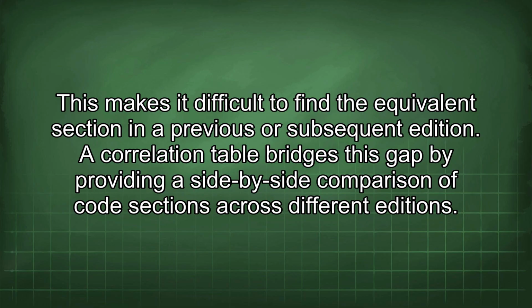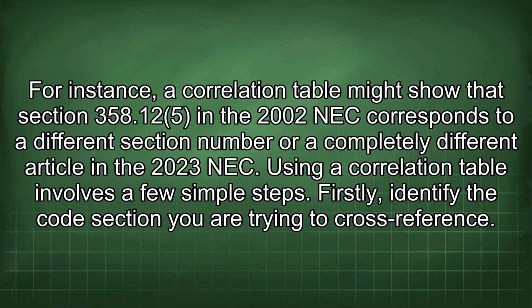A correlation table bridges this gap by providing a side-by-side comparison of code sections across different editions. For instance, a correlation table might show that Section 358.12 in the 2002 NEC corresponds to a different section number or a completely different article in the 2023 NEC. Using a correlation table involves a few simple steps.